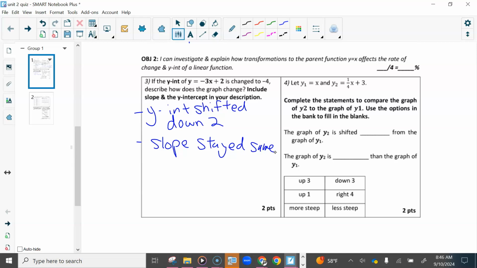Why did it shift? Shift down one. Yeah, actually, it was shift down 6, yeah.